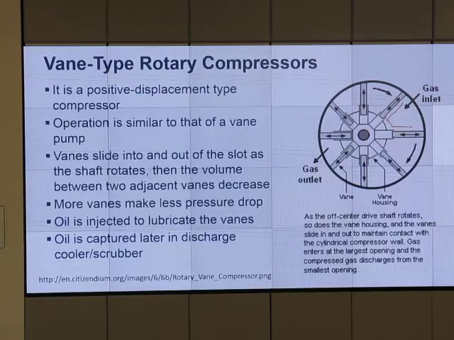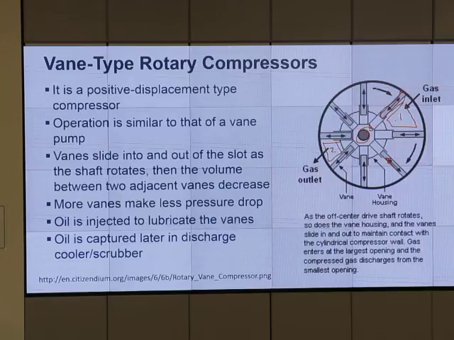This part is high volume. When this motor rotates, the sliding vane will automatically move inside. It slides inside a little bit, so this makes the volume become smaller. Look at this volume. This volume, number 2, is smaller than number 1, right?